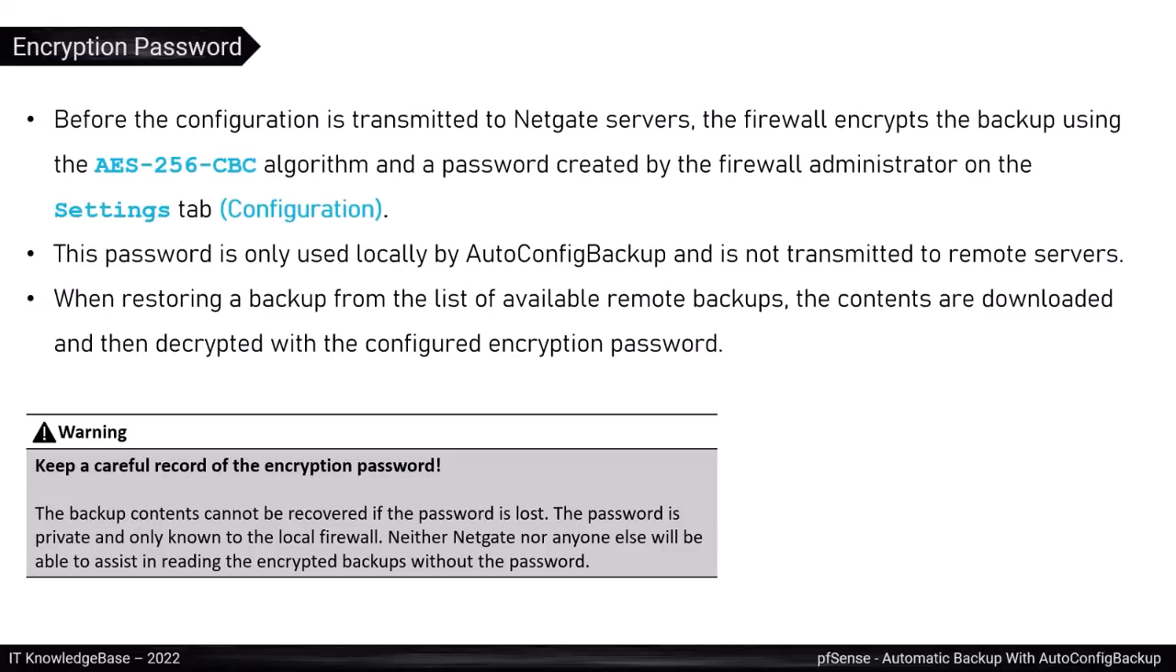When restoring a backup from the list of available remote backups, the contents are downloaded and then decrypted with the configured encryption password. Please keep a careful record of the encryption password. The backup content cannot be recovered if the password is lost. The password is private and known only to the local firewall. Neither Netgate nor anyone else will be able to assist in reading the encrypted backups without the password.